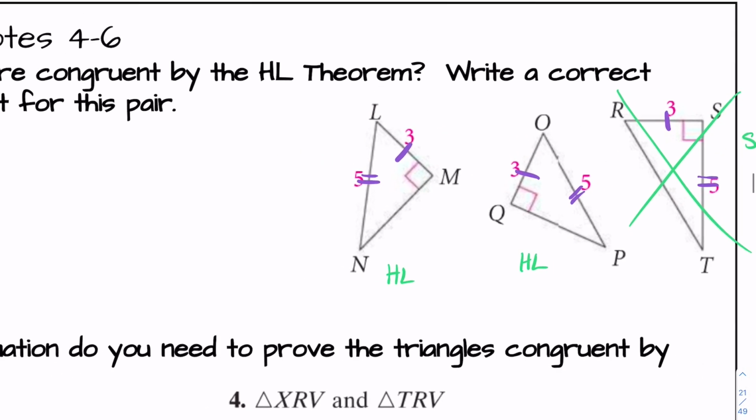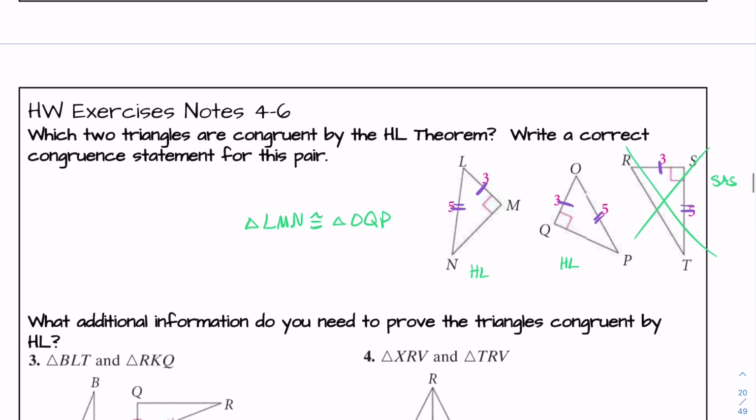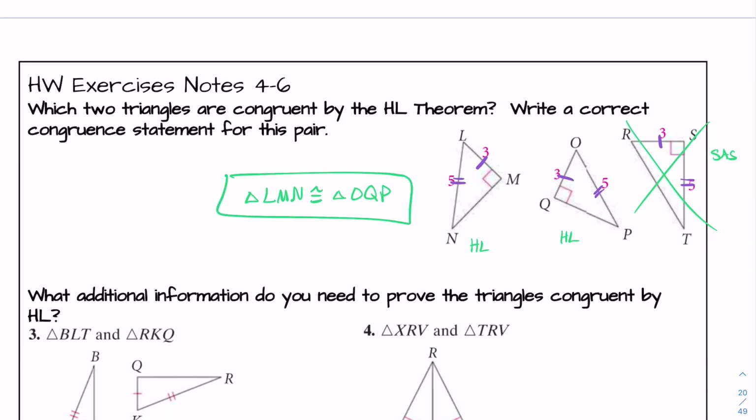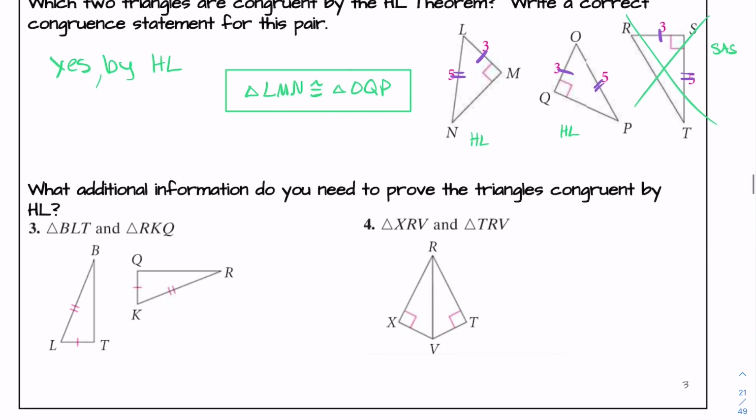So I'm going to say that triangle LMN is congruent to triangle, and I have to go in the same order. Look at what I did. I went LMN. I went down the short side and the side with no value. So I have to go down the short side and the side with no value. So triangle LMN is congruent to triangle OQP. And we are done. So I'm going to say yes, by HL. And that is the statement for how they're congruent.